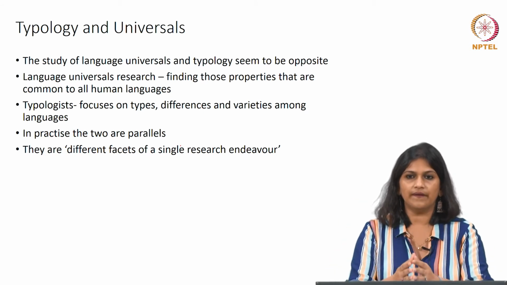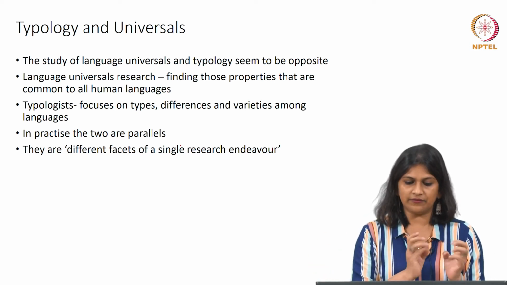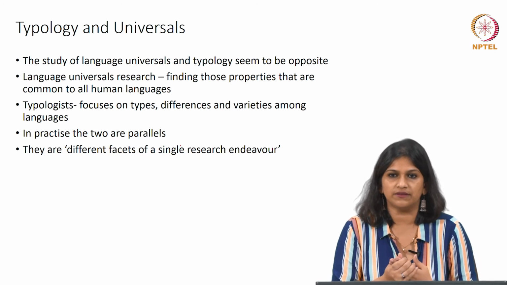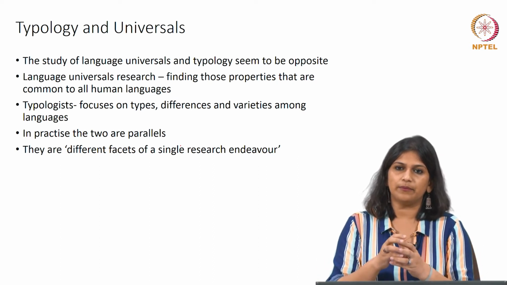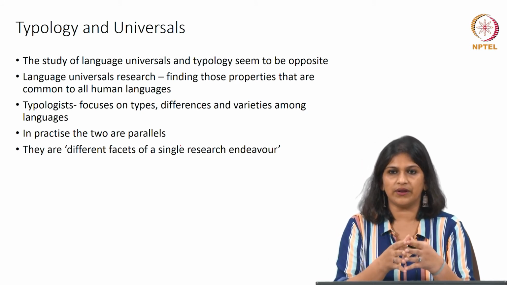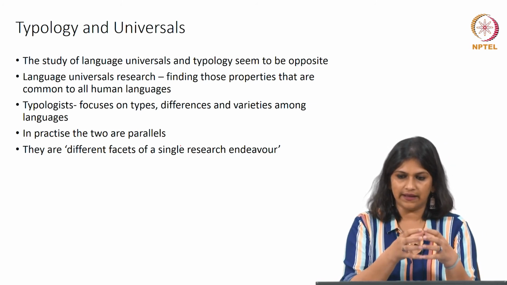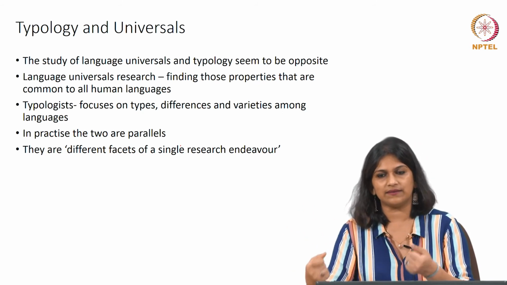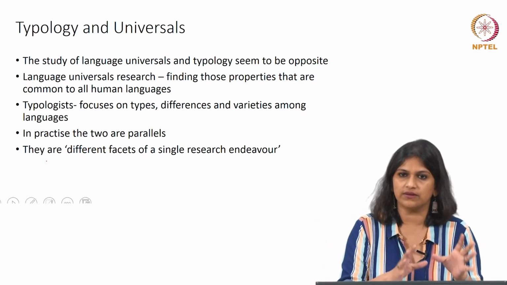And what is their common goal? The identification of commonality as well as differences, right. So, these are the different facets of a single research endeavor. Think about the work of the typologists. What do they do? They put languages in different types. And how do they put them in different types? On the basis of the differences that they have and similarities that they have. If you say Hindi and Odia belong to one type, that means they have certain similarity. And when you say Hindi and Odia are typologically different from Chinese, that is also typological research. So, that means you are trying to identify what are the differences. So, typologists not only focus on differences, but also the commonalities or the similarities.